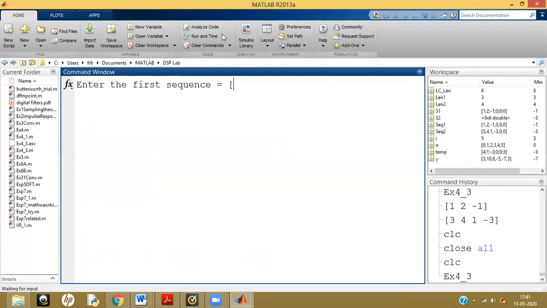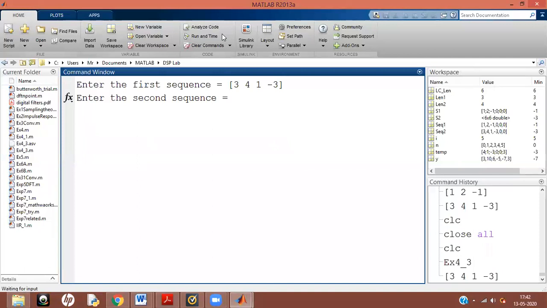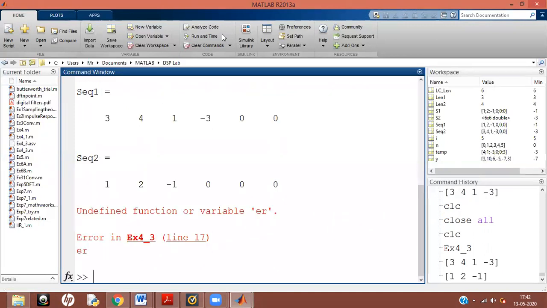Enter the first sequence. What is the first sequence? 3 4 1 minus 3. This is my first sequence. Enter the second sequence. It is 1 2 minus 1, the same signal I had executed just a few minutes ago before recording this. So I'm showing you the same.